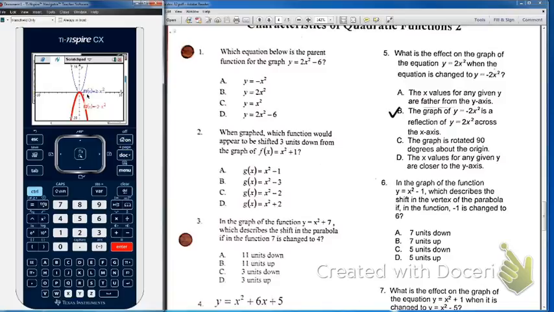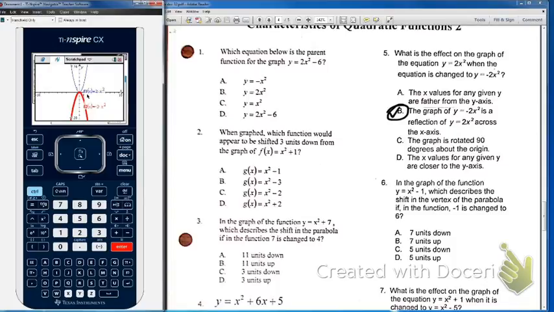The graph is rotated 90 degrees about the origin. So that means it went like this and flipped sideways, or rotated. And the x values for any given y are closer to the y-axis. So your answer is B.